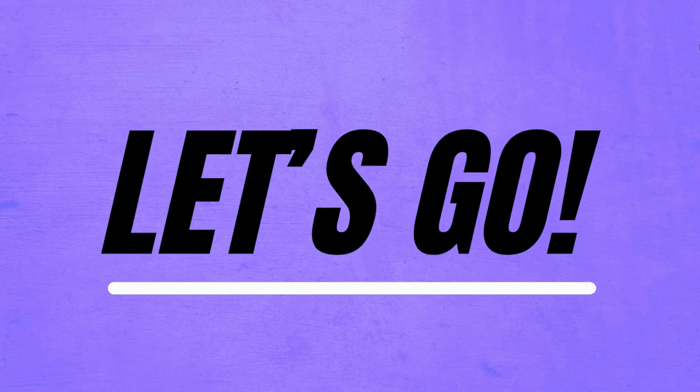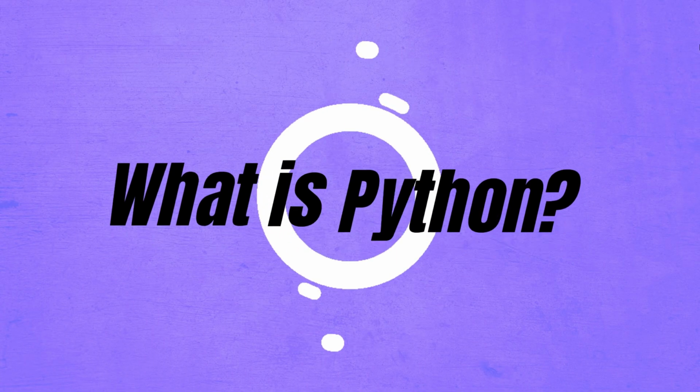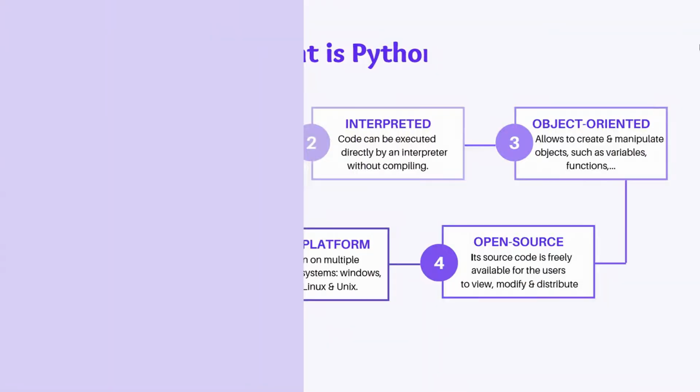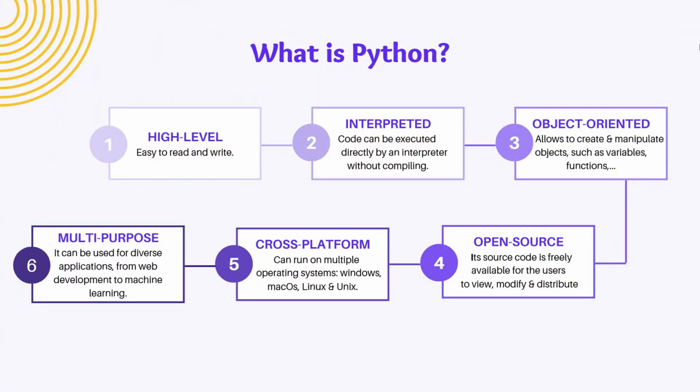Let's start with a quick question. What exactly is Python? Python is a popular high-level programming language, and high level means that it's easy to read and write. We can use it to build websites, apps, automate tasks, analyze data, and so much more. Think of Python as a language you use to talk to your computer to tell it exactly what to do.